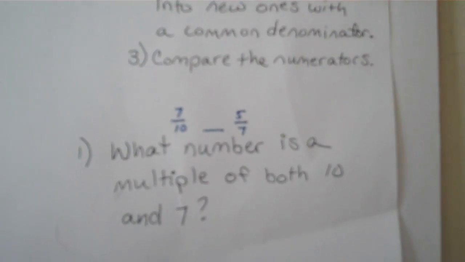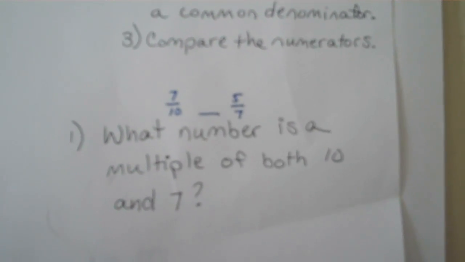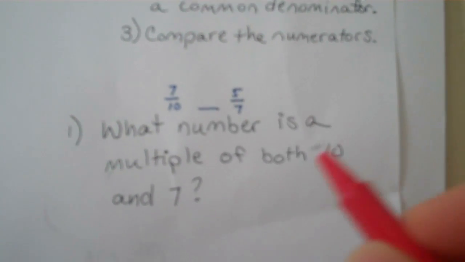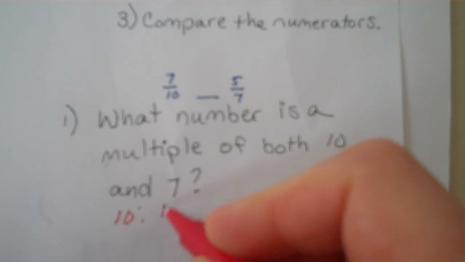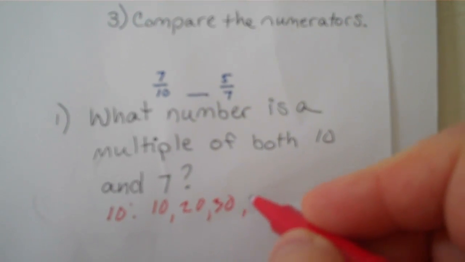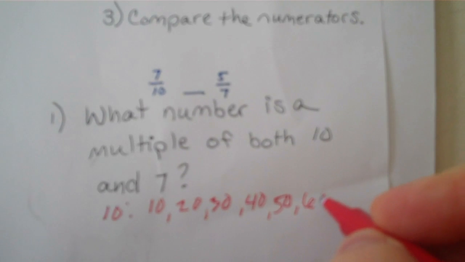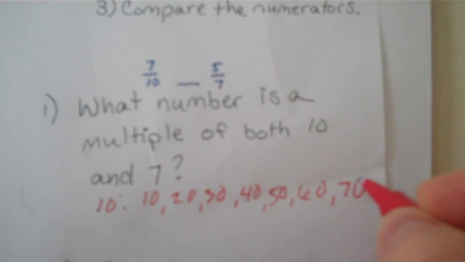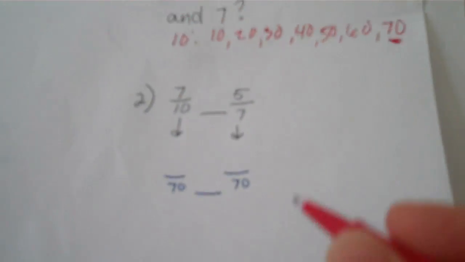1. What number is a multiple of both 10 and 7? Whatever it is, that's going to be our common denominator. I think I'll list some multiples of 10. I don't see any multiples of 7 yet. 70, that's a multiple of 7. So I'm going to go with that.